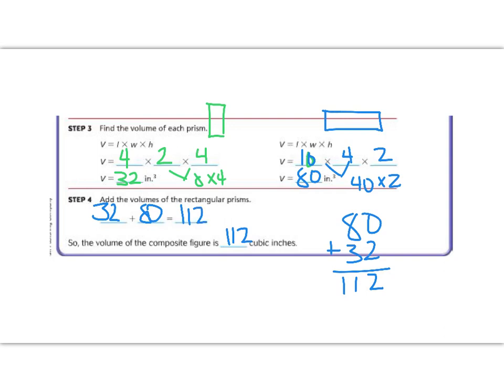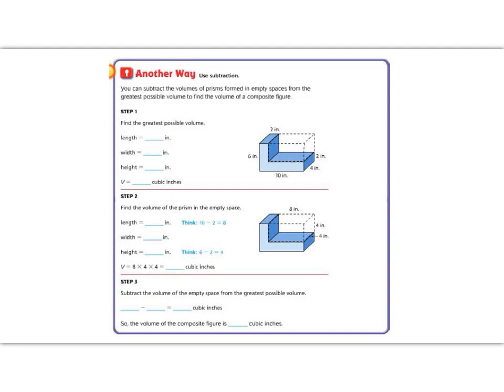Great job so far, fifth graders. Let's continue on doing this another way. Another way to solve a problem like this is to use subtraction. In this method, we're going to find the volume of the whole shape, pretending that all of this was filled in. But we know it's not actually filled in, so then we're going to subtract out the spot that's not there. So first off, let's find the whole shape.